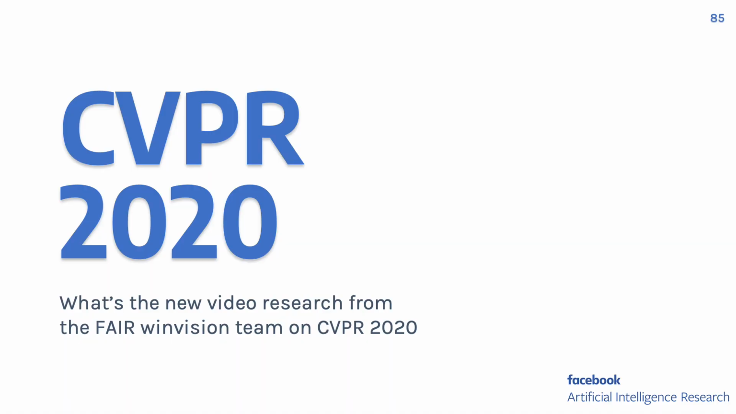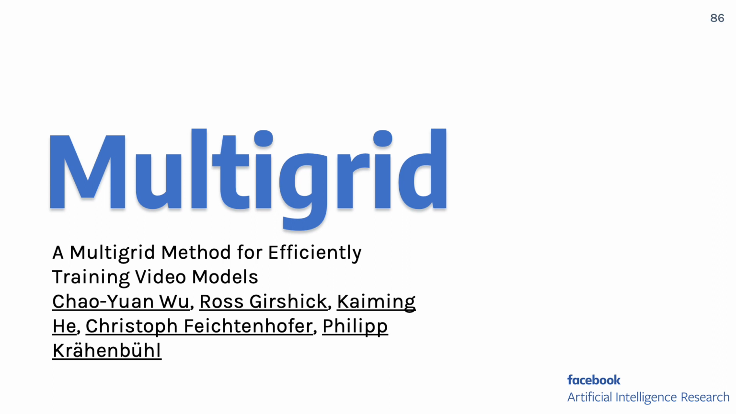At the end of the presentation, I'd also like to share the new video research from the FAIR Innovation team at CVPR 2020. Here is MultiGrid, a CVPR 2020 oral paper, which will be presented on Tuesday. The authors are Chao-Yuan, Ross, Kaiming, Christoph, and Philipp. The MultiGrid method has been supported in the PySlowFast open source codebase.